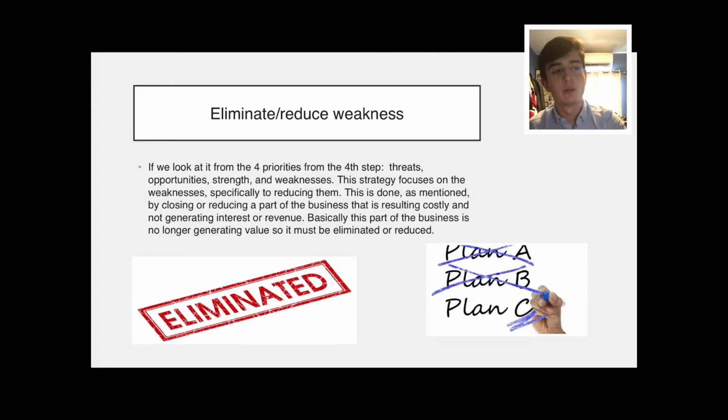So eliminate or reduce weaknesses. If we look at it from the four priorities from the fourth step that we have been seeing in class, we have threats, opportunities, strengths, and weaknesses. With this strategy, we focus on the weaknesses pretty much by eliminating or reducing them. So as we mentioned, we have a part of the company that is no longer generating revenue or resources, so that is a weakness. So what we're going to do is eliminate that and focus the company on something else that is going to generate value for us.